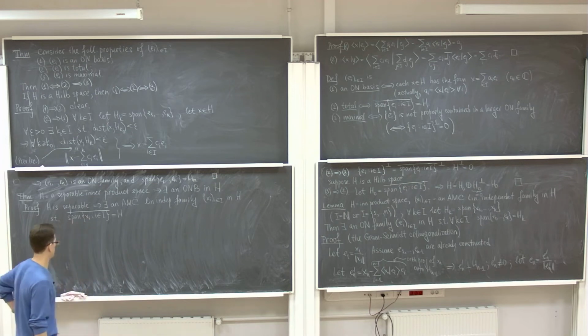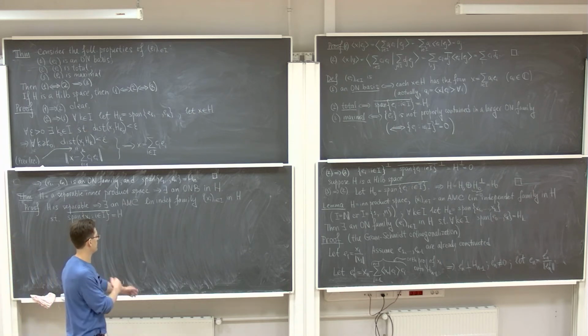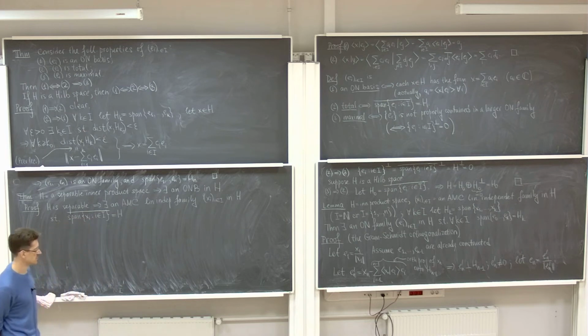Well, this is almost immediate from the separability assumption. To construct such a family, we first of all take a countable dense subset of H, and then throw away those elements which are linear combinations of the previous elements. And as a result, we get an at most countable linearly independent total family.